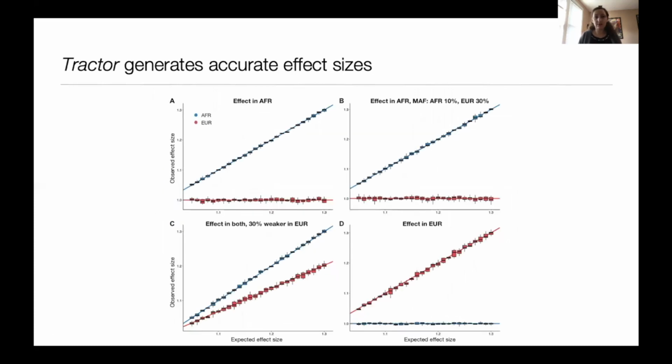Finally, the last thing we wanted to confirm in our simulations was that Tractor not only added power to GWAS to discover real loci, but also was able to produce accurate ancestry-specific effect sizes. And indeed, for every genetic model we tested, it produced highly accurate ancestry-specific effect sizes.